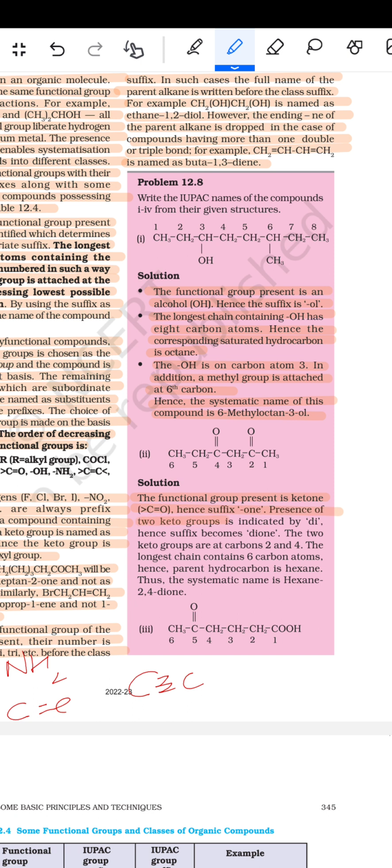The presence of the two keto groups is indicated by the prefix di, hence the suffix becomes dione. The two keto groups are at carbon 2 and 4. The longest chain contains 6 carbon atoms, hence the parent hydrocarbon is hexane. Thus, the systematic name is hexane-2,4-dione.